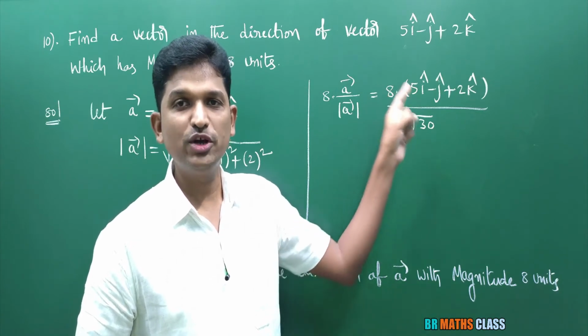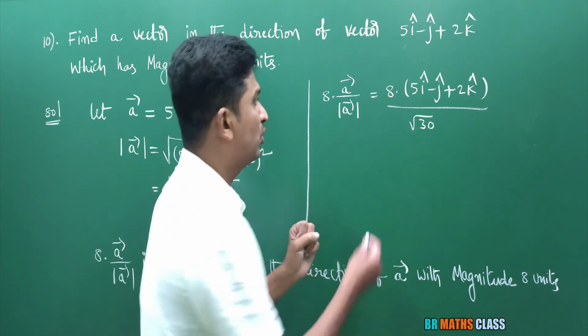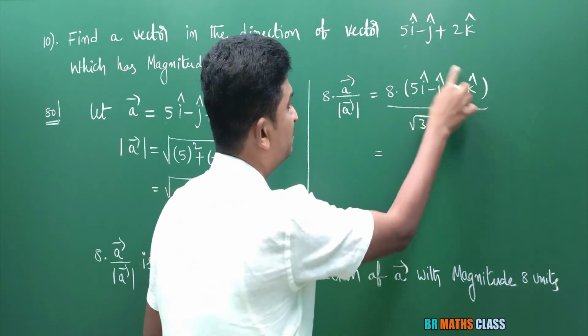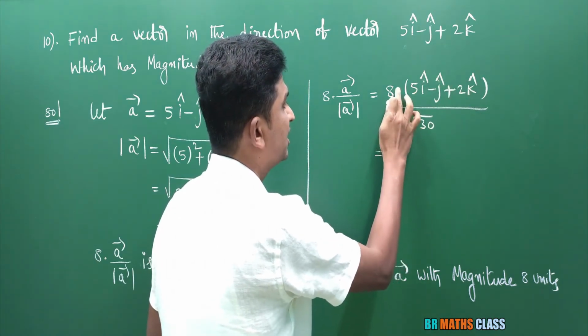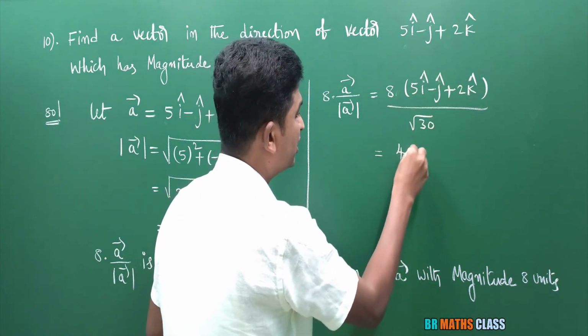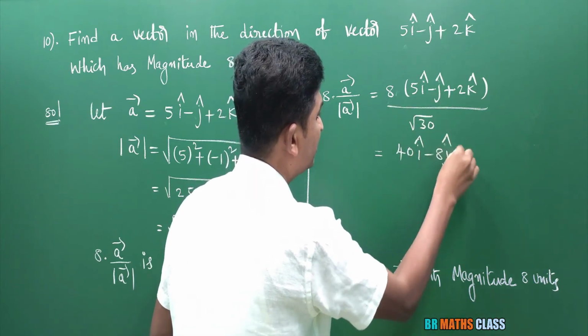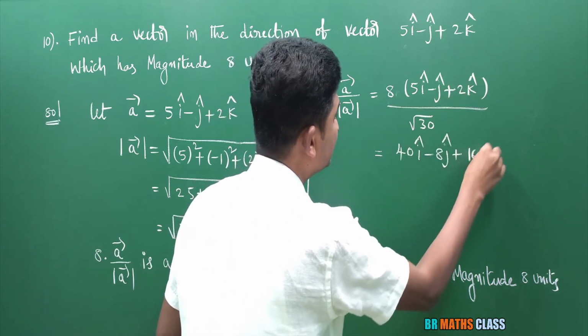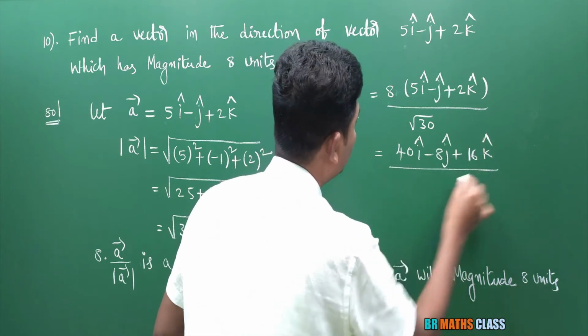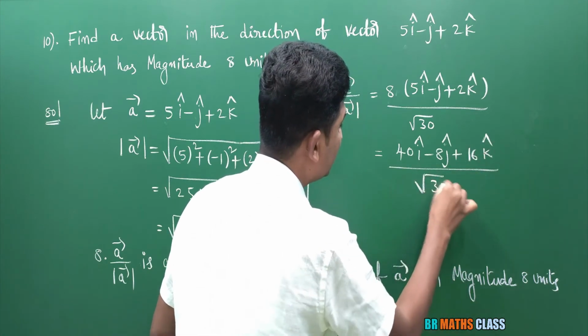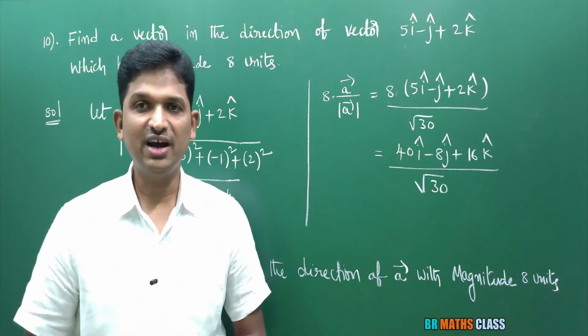If you want, you can do a little bit of simplification. What is that little bit of simplification? This complete vector you multiply with 8. 8 into 5, that is 40 i cap minus 8 j cap plus 8 twos are 16 k cap, whole divided by root 30. This is the required answer.